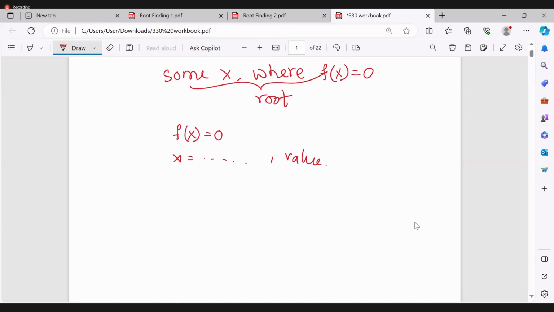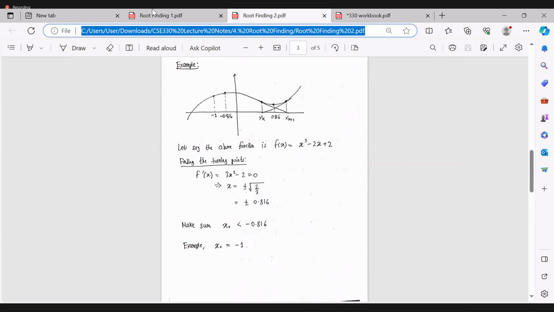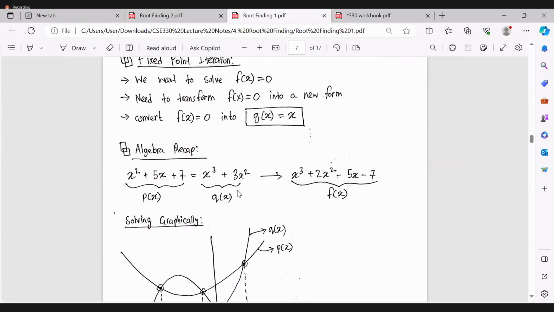So fixed point iteration, what we need to do is, suppose some f is given and I need to transfer or convert my function in a way that x is on left hand side. All right, like this. We will call it making x the subject.